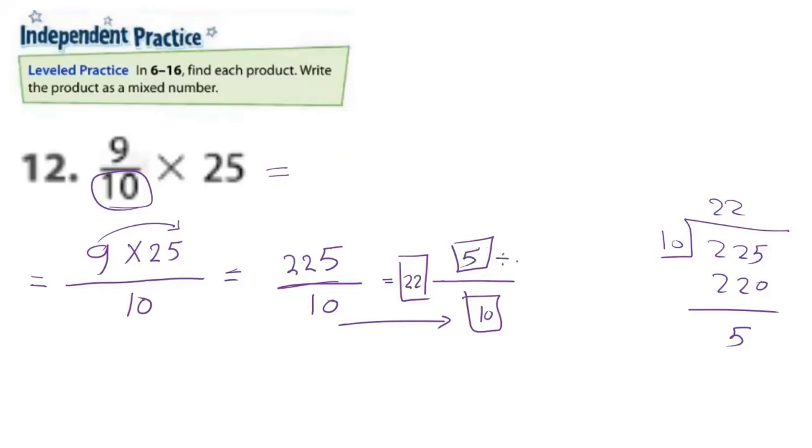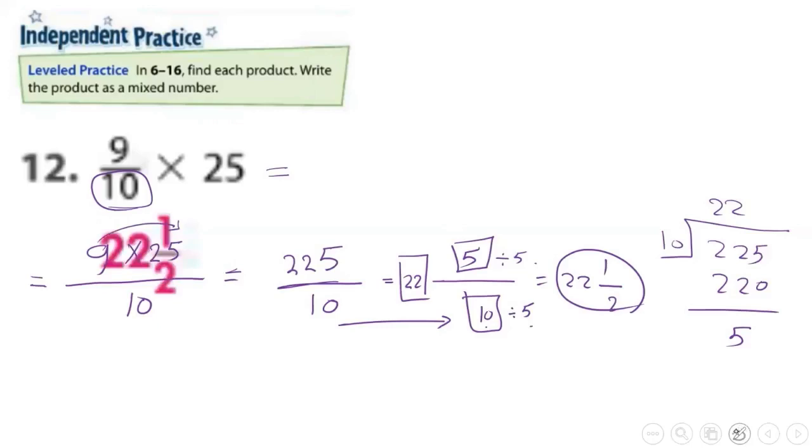I need to simplify this 5 over 10 by dividing 5 up and down. Okay, 22 as it is, and 5 divided by 5 equals 1. 10 divided by 5 equals 2, so the final answer is 22 and 1 half. Okay, it is correct. Move to another question.